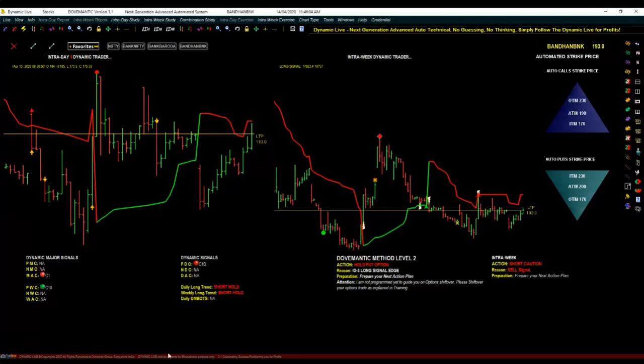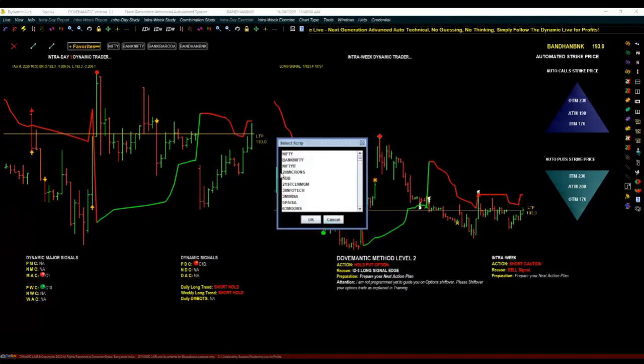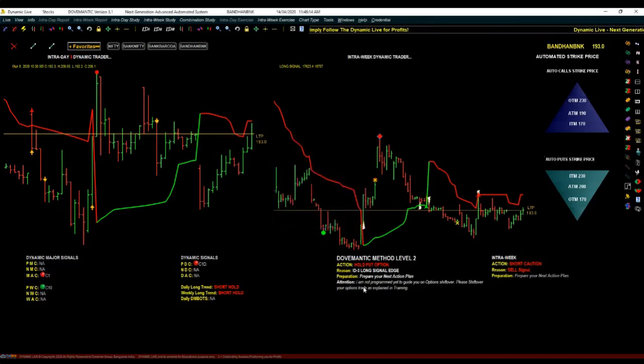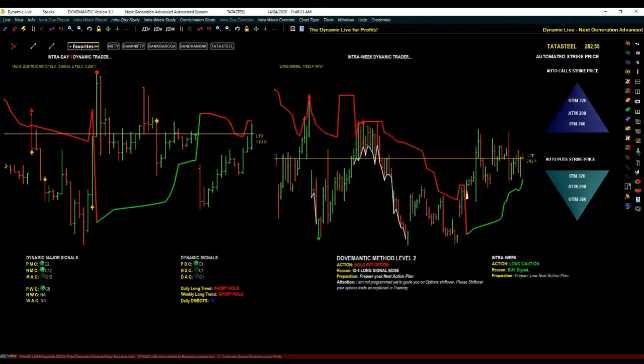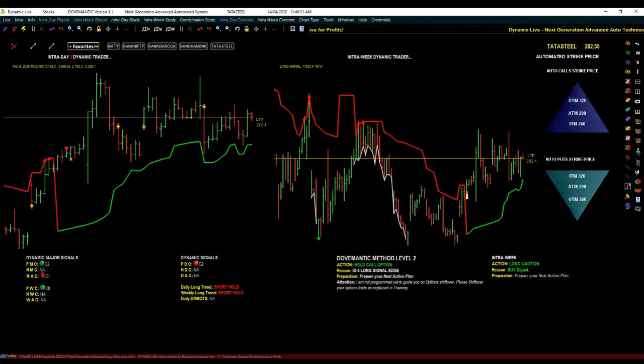Similarly, any other stock that you want to check, favorites, first step, go select your favorite stock. Let me select Tata Steel. Even in the case of Tata Steel, you can see here it is telling us hold a call option, right? So we would have already bought a call option and we are still holding on to it.